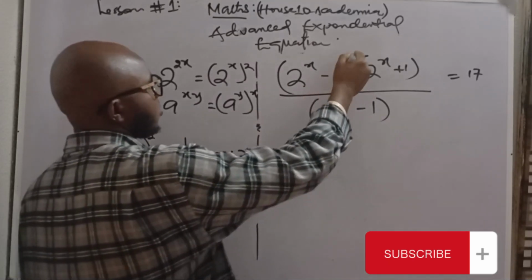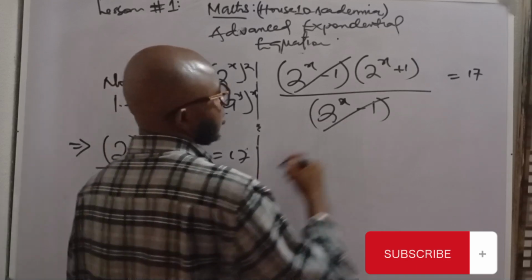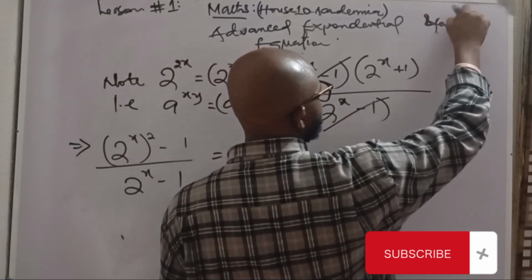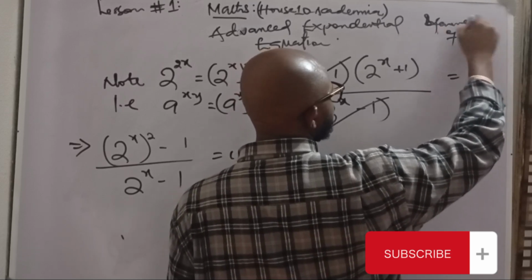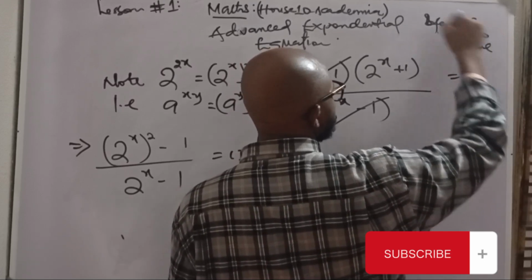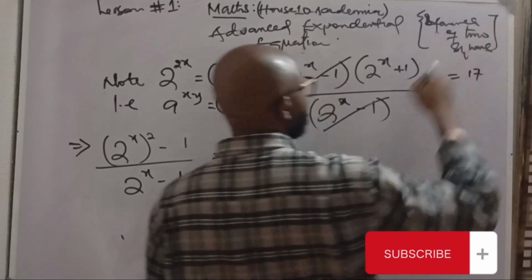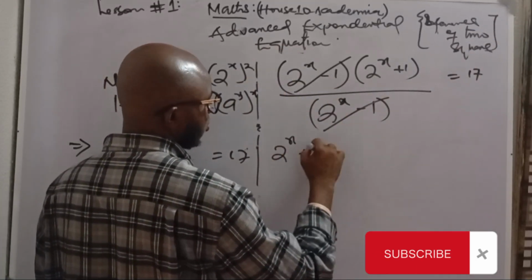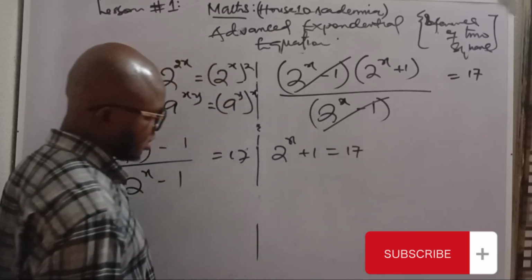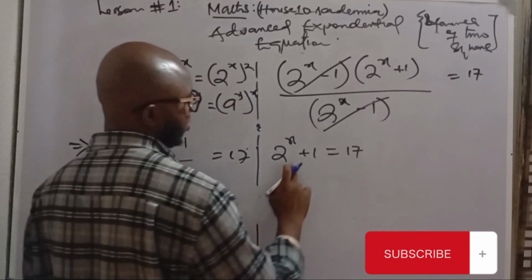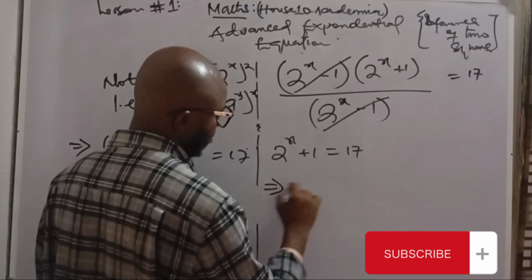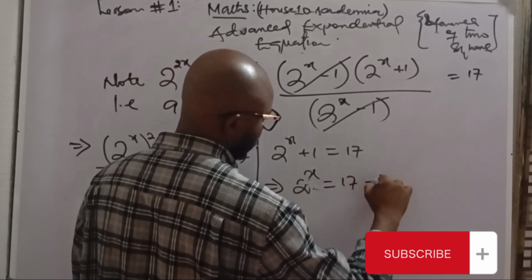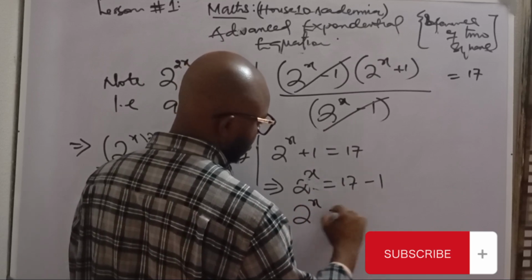So we are going to factor out. This is called the difference of two squares. So we are having 2 raised to the power x plus 1 equals 17. So when you cross this over, you are left with 2 raised to the power x equals 17 minus 1. This is 2 raised to the power x equals what?